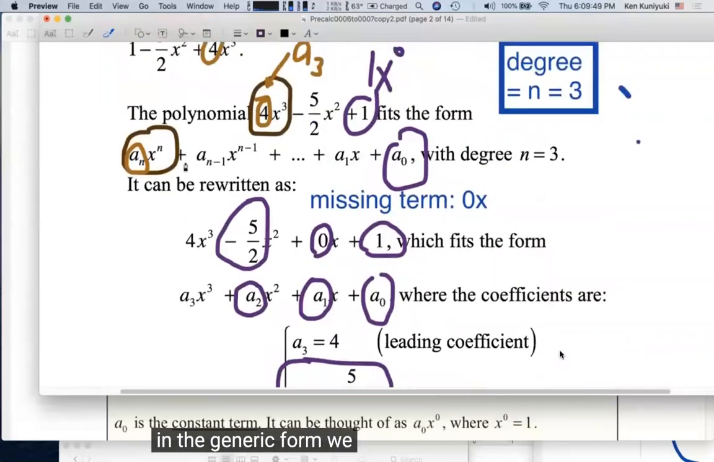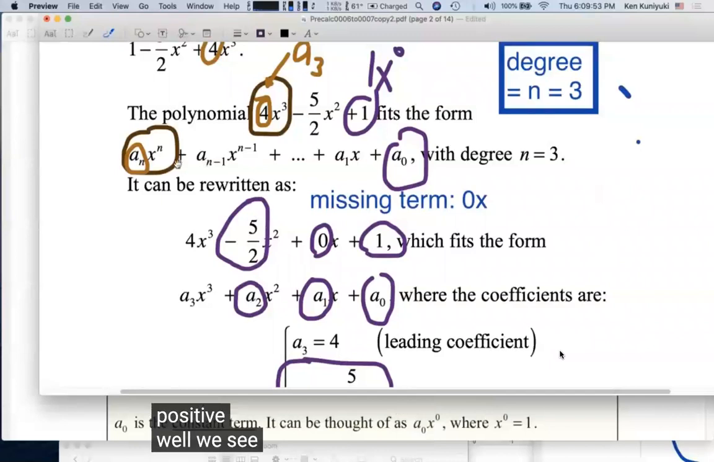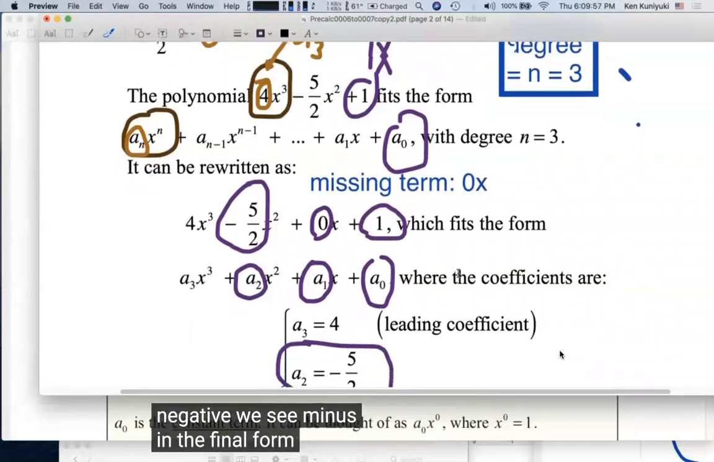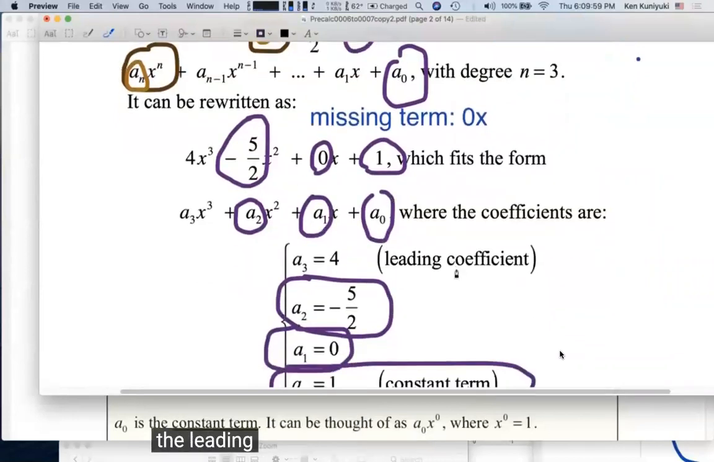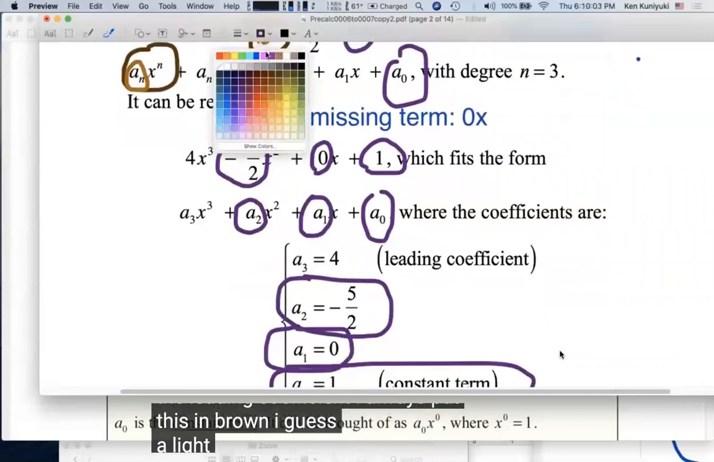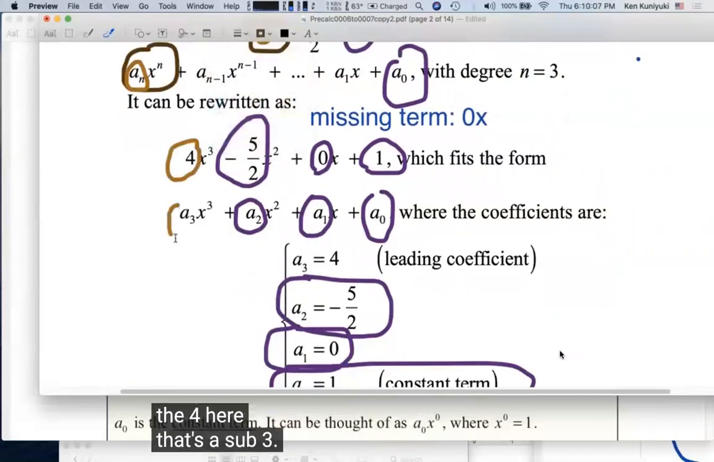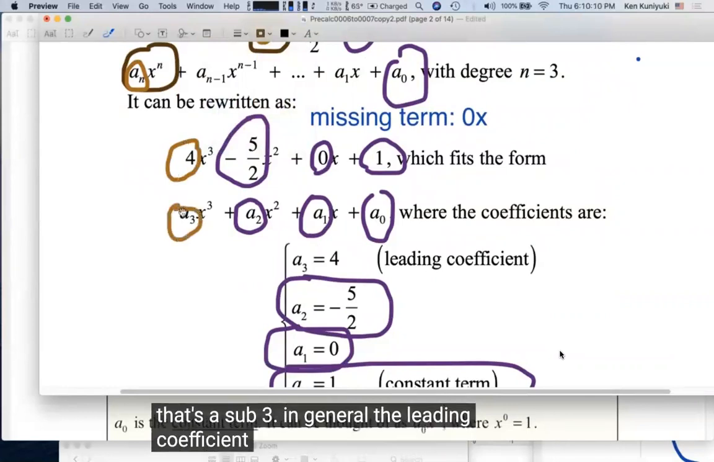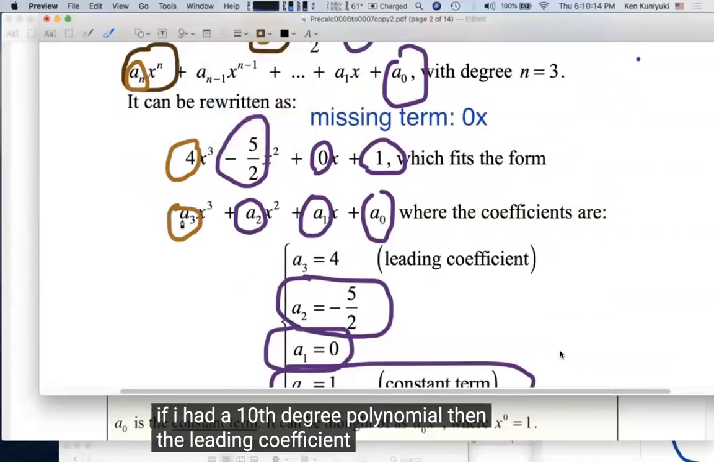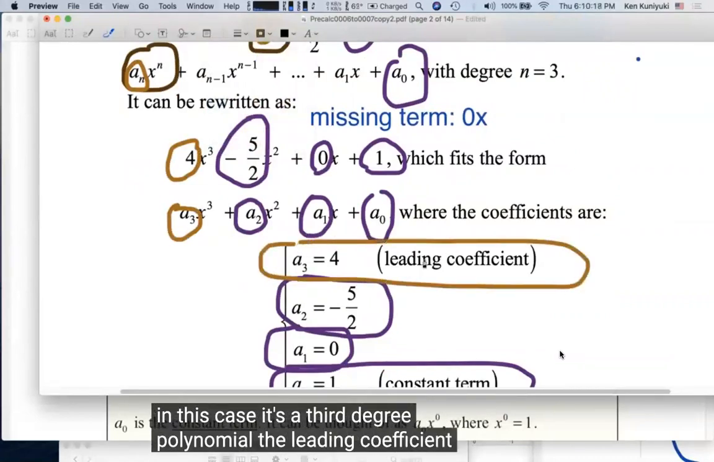In the generic form, we put plus signs here so that if the coefficient is positive, we see plus. If the coefficient is negative, we see minus in the final form. The leading coefficient, I always put this in a light brown. The leading coefficient, the 4 here, that's a sub 3. In general, the leading coefficient is a sub n. If I had a 10th degree polynomial, then the leading coefficient would be a sub 10. In this case, it's a 3rd degree polynomial. The leading coefficient is a sub 3.